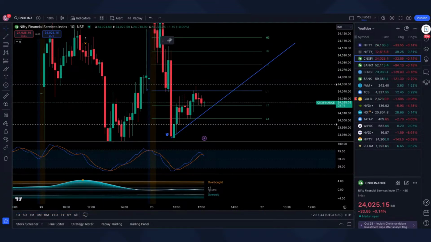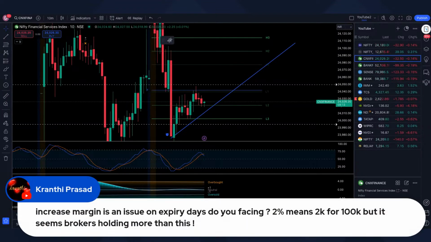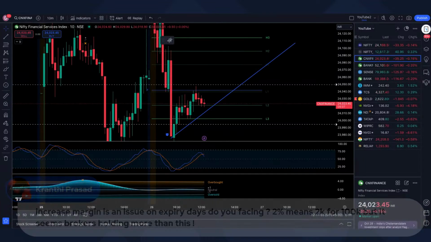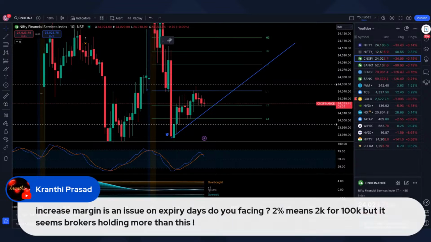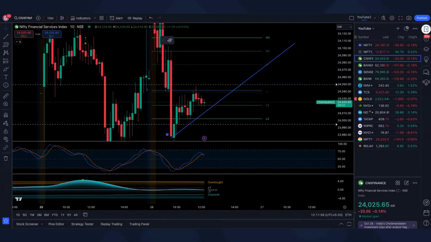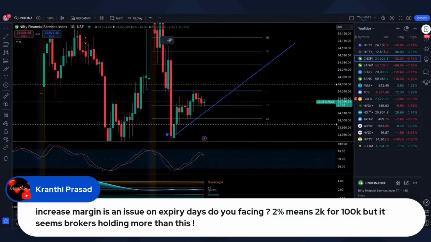Arsh, I will give the feedback to Amit, definitely. The initial expiry days facing 2%, means 2K, I know. Technically the calculation says that for the same trade earlier, if you were using a margin of 1 lakh, now we need another 2,000 there. That's all.